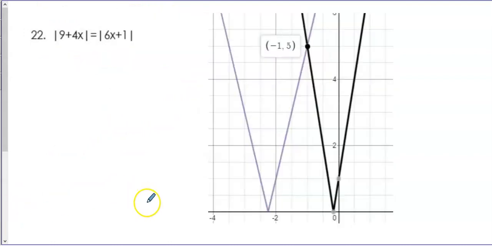Number 22. Again, this is an equation. I'm looking at just the points of intersection. There's only one point of intersection here, and again, we don't pay attention to that. The one point of intersection is -1, so that would be my answer to that one.